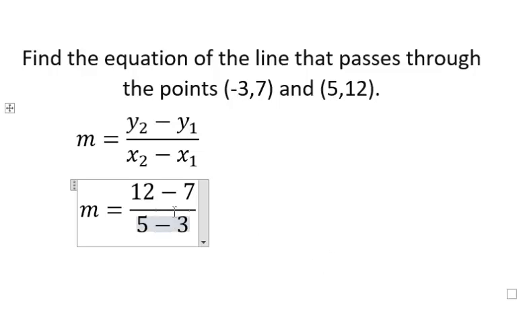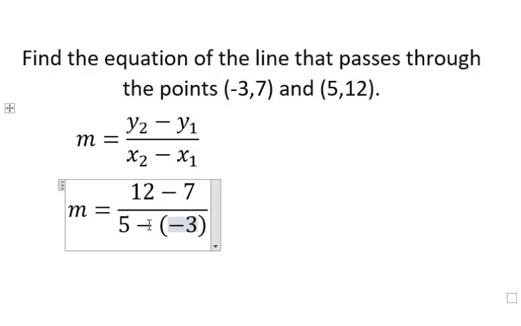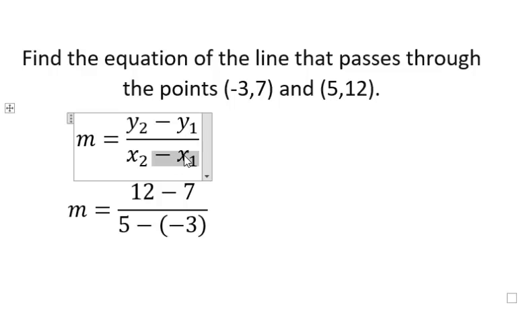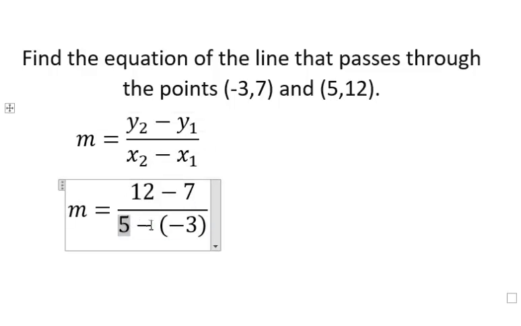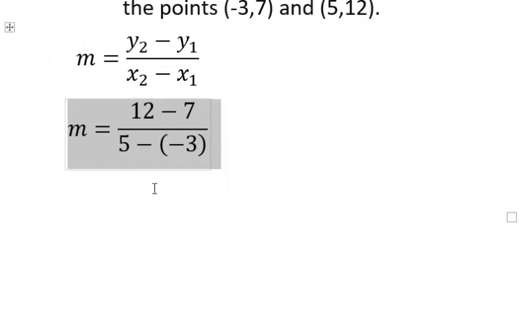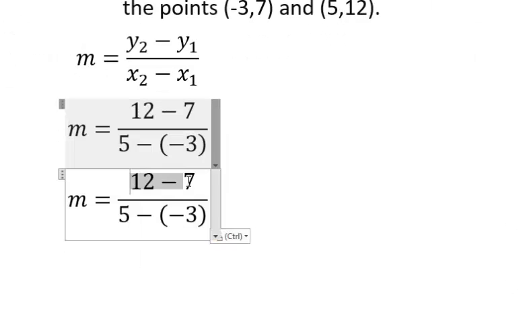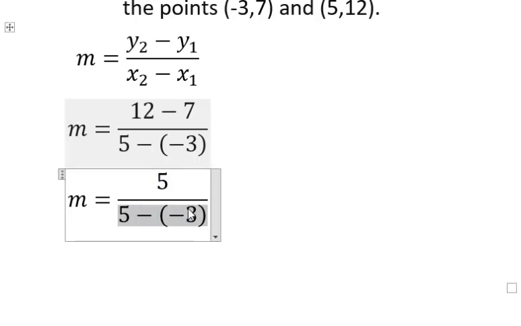Now some people might think, I just put the 3 because I already have a minus. No, this minus is the minus of the formula. It's not the minus of the number. So you copy the minus because it's a minus of the formula, and then you put parentheses because you're going to put another minus. This minus is of the original formula, like x2 minus x1. So this one says x2 minus and then x1. x1 is negative 3, so that gives me the other negative. You need to be careful with that. And then I subtract. 12 minus 7 will be 5. And 5 minus negative 3 will be 8.